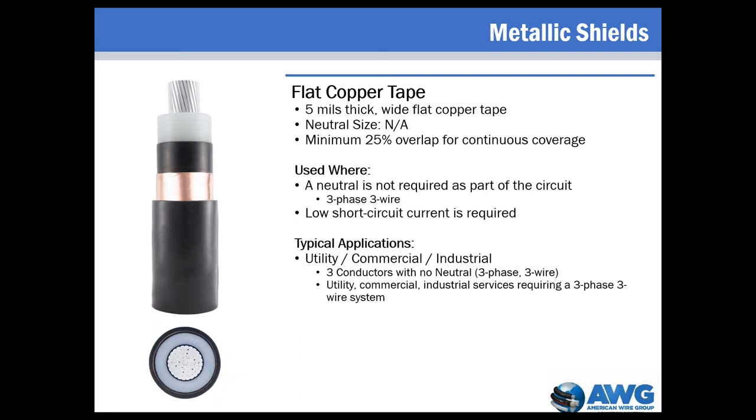Since the resulting neutral size based on conductivity is small, this shield option is usually specified for use in a three-phase, three-wire system where a neutral conductor is not required as part of the system. As such, the short circuit current capability or duration is significantly lower than that for a concentric neutral wire or flat strap shield. Typical applications include utility, commercial, and industrial distribution and services.